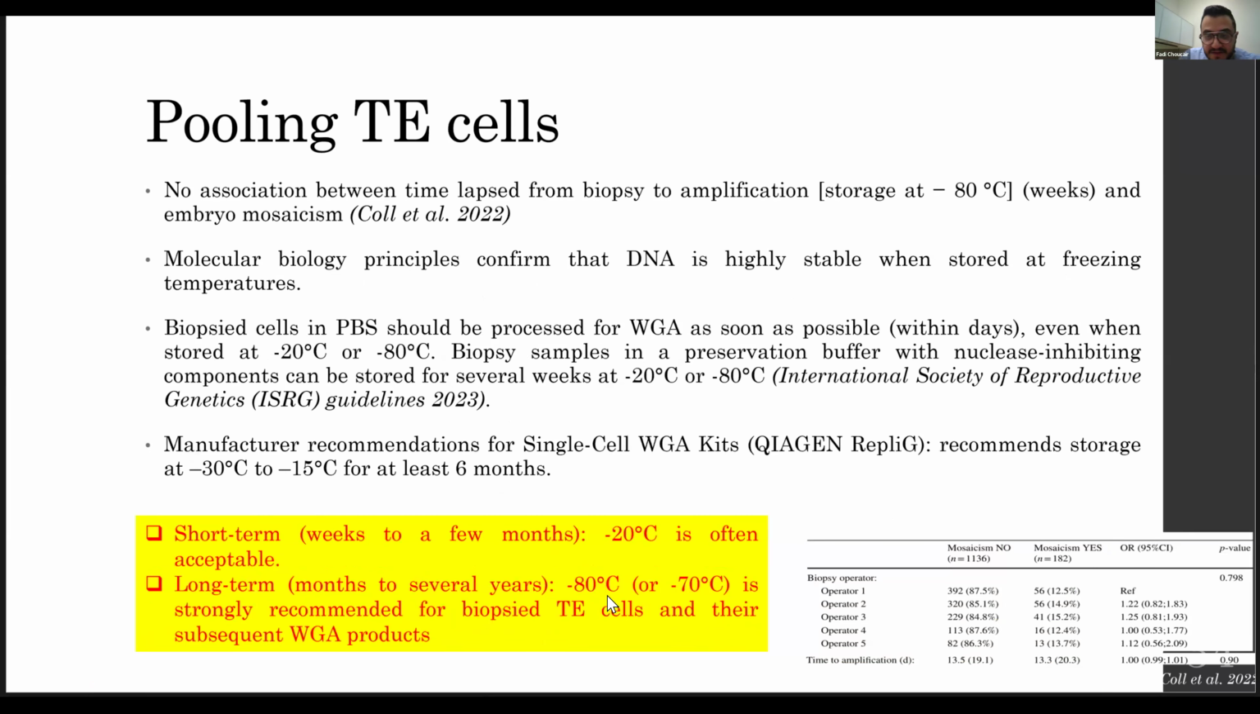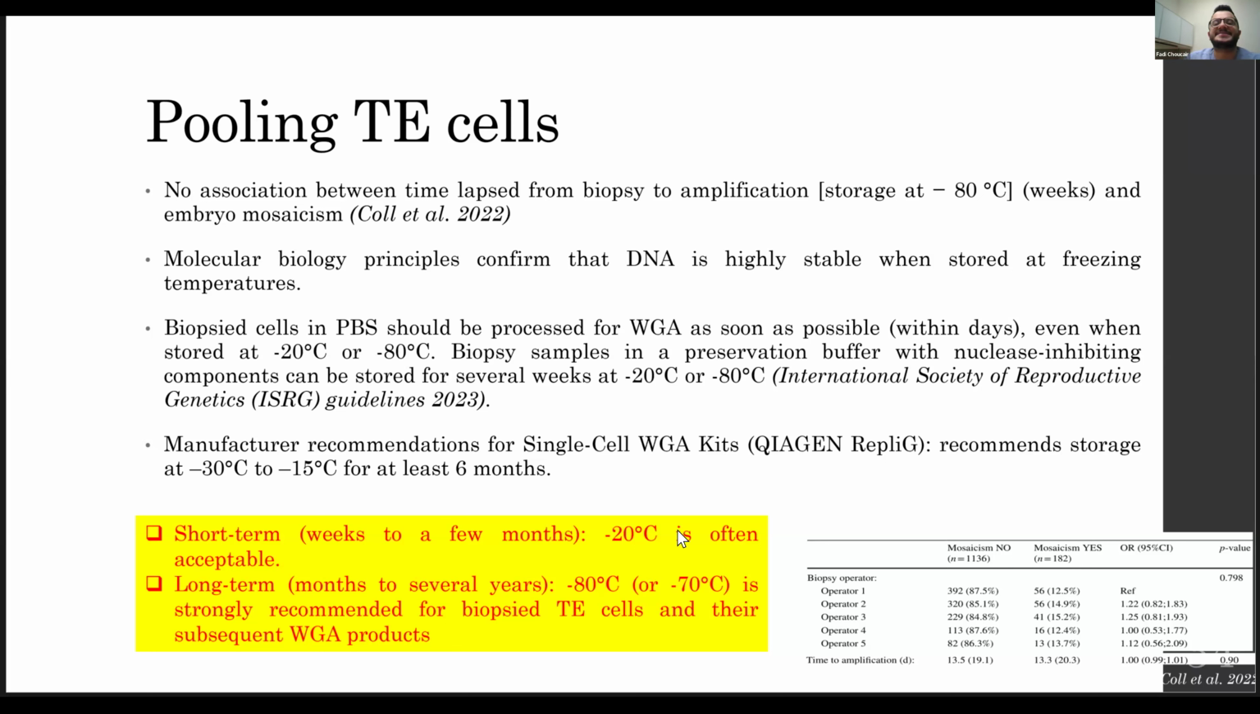Last point, pooling. Storage. For how many weeks or months can we store? There is no association with time lapse, as we see here in the bottom right table, from the study by Cole et al. They studied the association between the time lapse from biopsy to amplification in weeks, and showed no association with mosaicism. But we know the basic molecular biology principles.